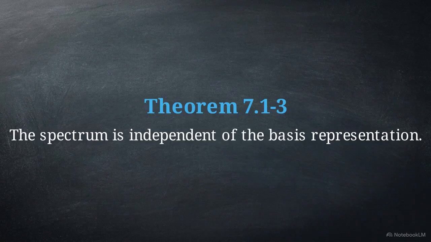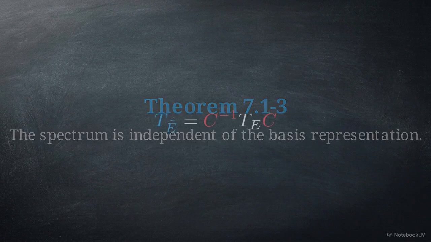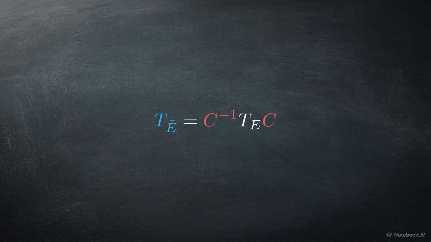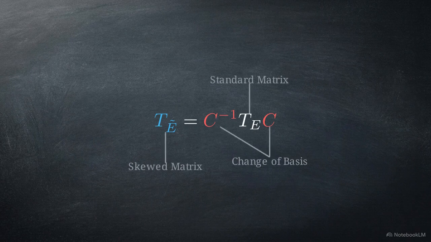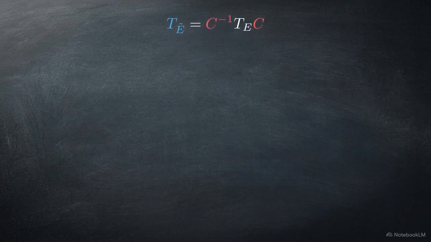We can relate any two matrix representations of the same operator using a similarity transformation. The matrix for the skewed grid, T tilde E, is equal to C inverse times the standard matrix TE times C, where C is our change of basis matrix. To prove the spectrum survives this coordinate change, we construct the characteristic polynomial for the new skewed basis. We start with the determinant of T tilde E minus lambda I, and then substitute our similarity transformation into the equation. Now it's your turn.